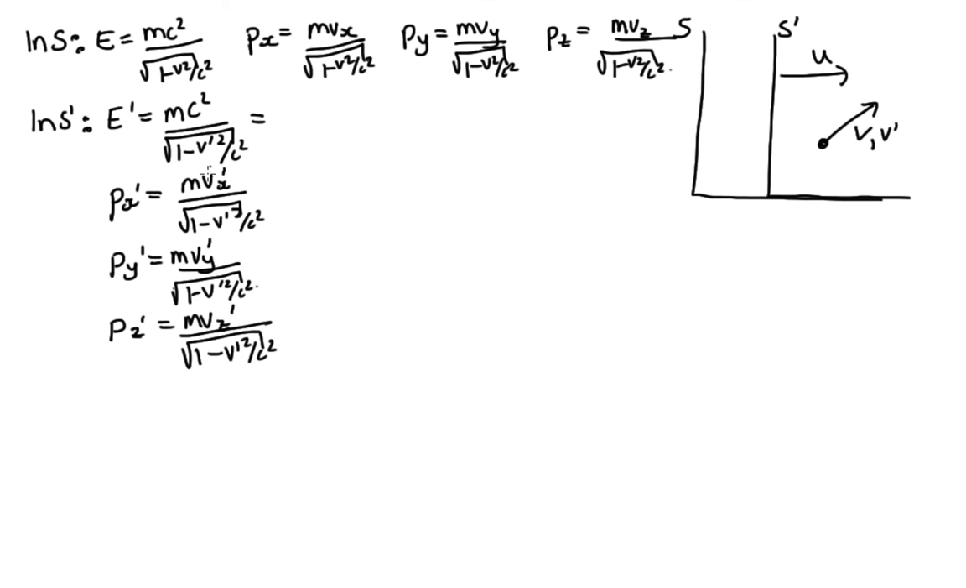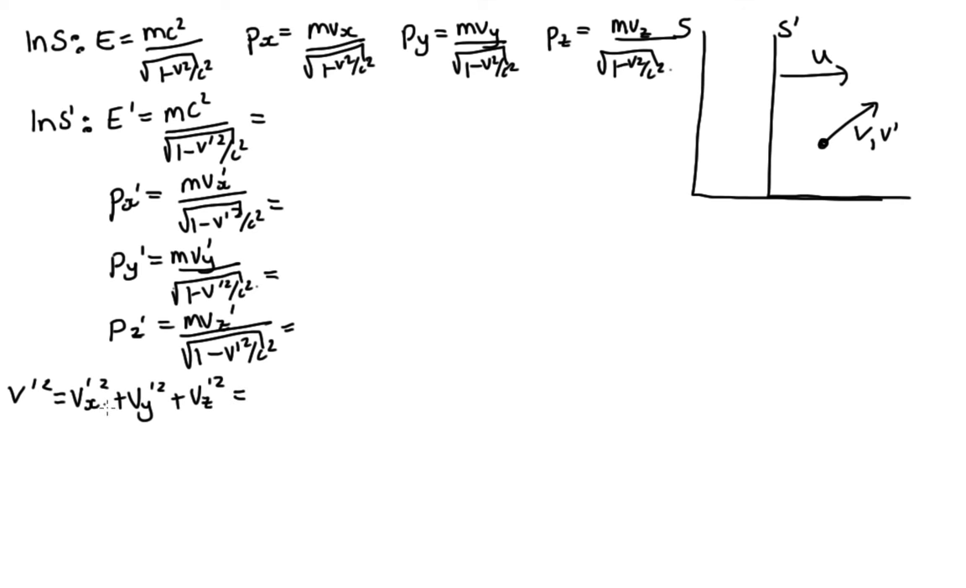Okay, so you can see that to simplify these expressions, we're going to have to work out this term on the denominator, the 1 minus v prime squared on c squared. So to do this, let's start by coming up with an expression for v prime squared. We know that v prime squared is equal to vx prime squared plus vy prime squared plus vz prime squared. Pythagoras' theorem works in all reference frames.